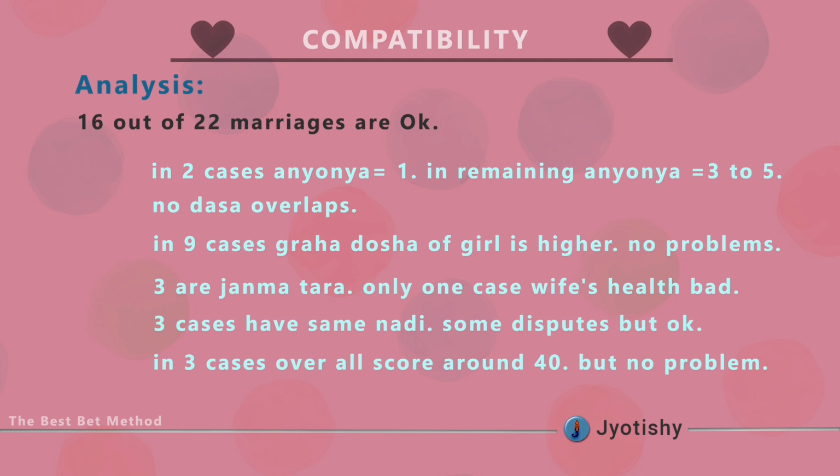In 9 out of 16, the girl's Grahadosha was higher. So that means with girl's Grahadosha being more, we cannot conclude anything. We cannot reject a pair. 3 are Janmatara, only in one case wife's health is bad. 3 cases of same Nadi. Some doshas were okay. In 3 cases, overall score was around 40. In all the other cases, it was 50, and in 3 cases, it was above 60. So that is what the data is indicating.